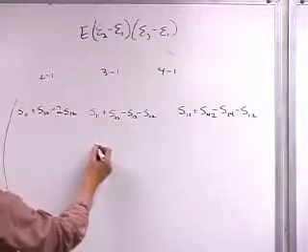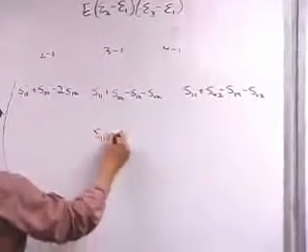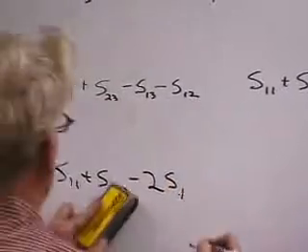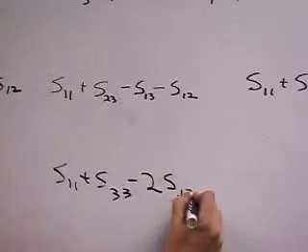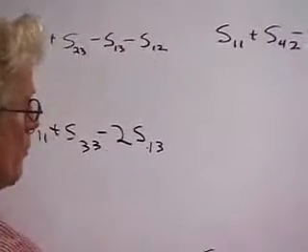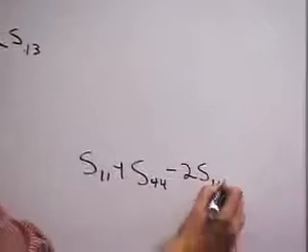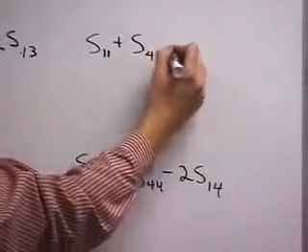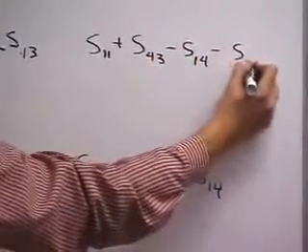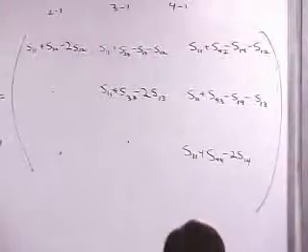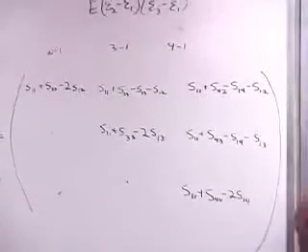Right, okay. And then this element becomes S11 plus S33 minus 2 S13. And this becomes S11 plus S44 minus 2 S14. And this becomes 1, 1, 4, 3, 1, 4, 1, 3. And then equal elements over there. So now we've gotten the differences accounted for.